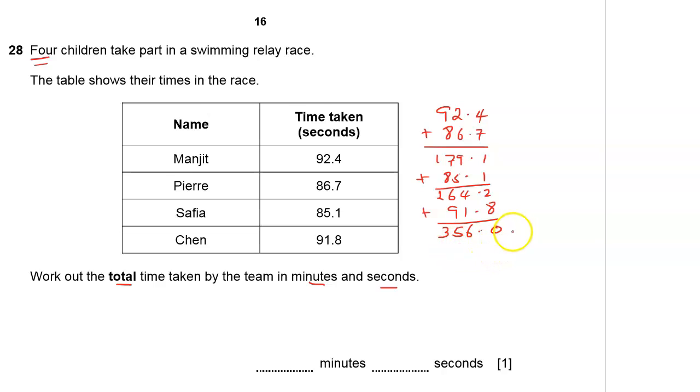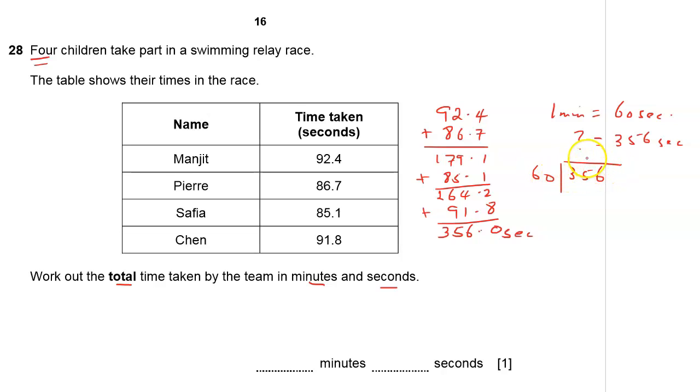So we need to convert, of course these are seconds. We need to convert these seconds into minutes. 1 minute is equal to 60 seconds. And therefore 356 seconds is how many minutes? We divide by 60. So 356 divided by 60, right?